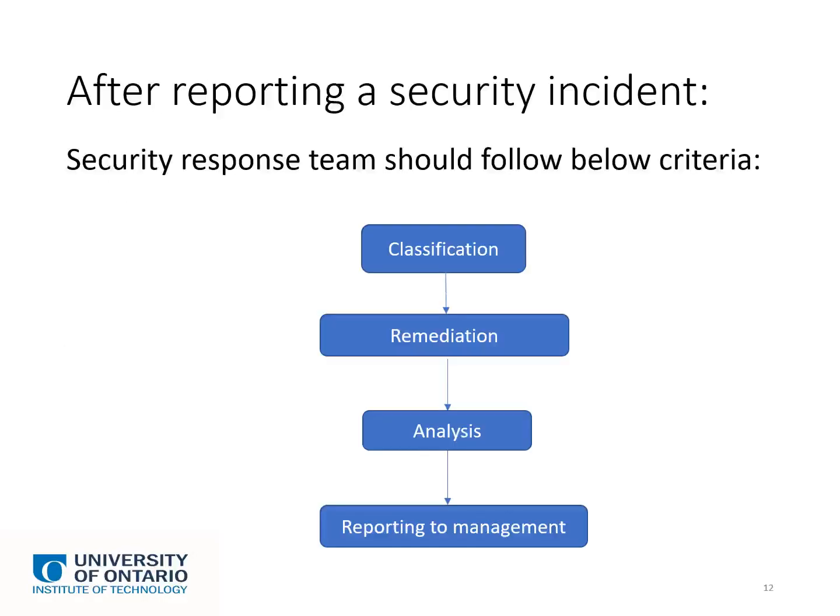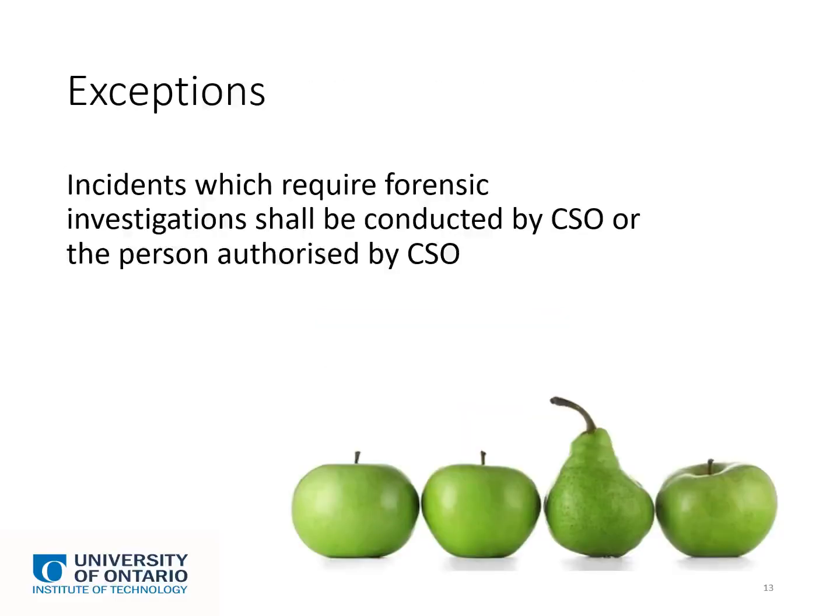After reporting a security incident, the security response team should follow the below criteria. They have to first classify it as a security incident, then remediate it. They have to implement the fix on the incident, and then analyze whether the system has been stabilized or not, and then report the entire thing, the measures they have taken, in a document to the management. So in my organization, the response team generally follows these four steps. As we have discussed before, incidents which require forensic investigations are to be conducted only by the Chief Security Officer or the person authorized by the Chief Security Officer. That is why it is categorized under exceptions.